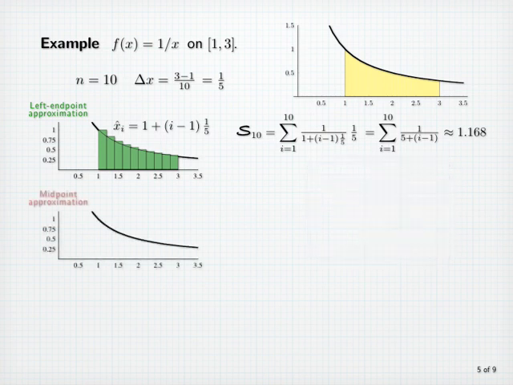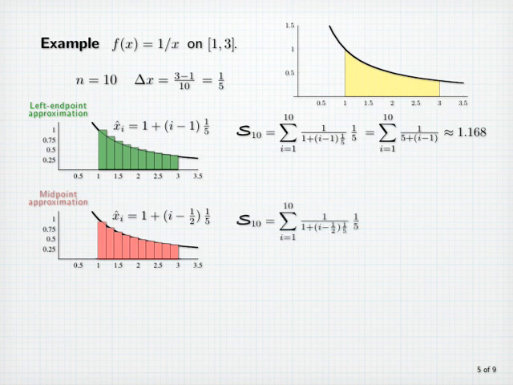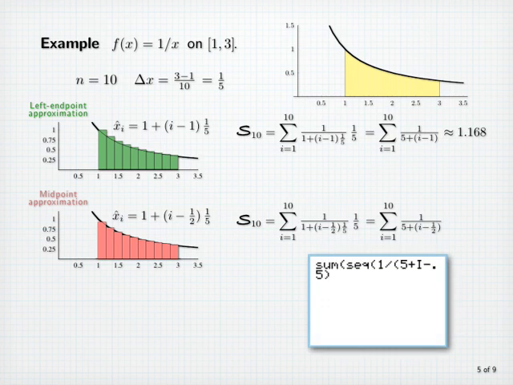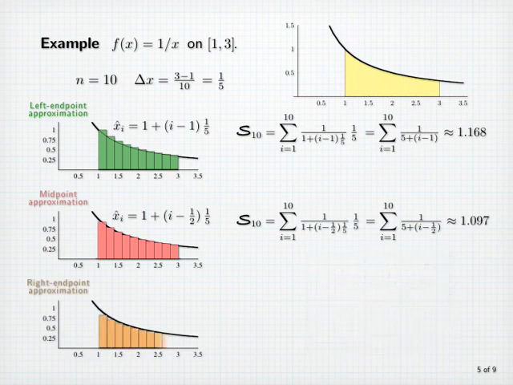Now let's compute the midpoint approximation with n equals 10. Here, x hat sub i is going to be 1 plus (i minus 1/2) times 1/5, and the corresponding S10 is the sum from i equals 1 to 10 of 1 over that x hat sub i times 1/5. This simplifies to the sum from i equals 1 to 10 of 1 over (5 plus i minus 1/2). And again, going into the calculator, we enter the formula and find that that S10 is approximately 1.097.